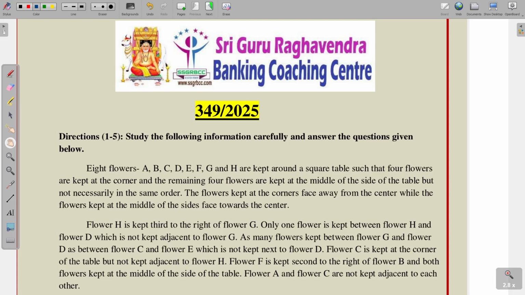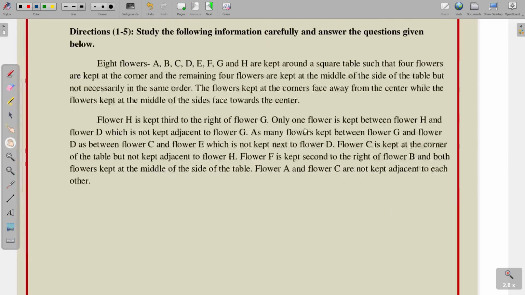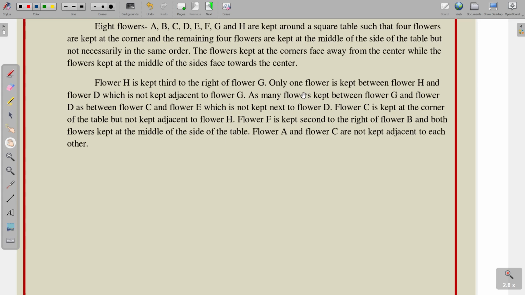Today we will discuss paper number 349, directions 1 to 5. Here we have a puzzle starting from 8 flowers A, B, C, D, E, F, G, H are kept around a square table such that 4 flowers are kept at corner and remaining 4 are kept at middle of the table, but not necessarily in the same order. The flowers kept at corner face away from the table and the flowers kept at middle face towards the center.